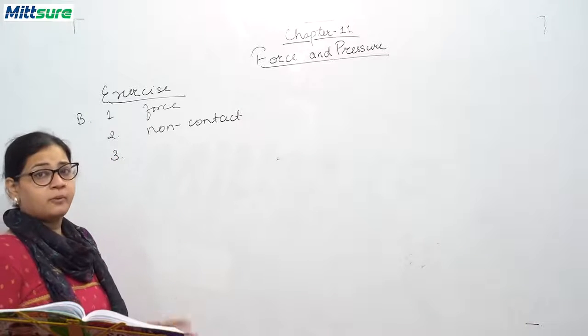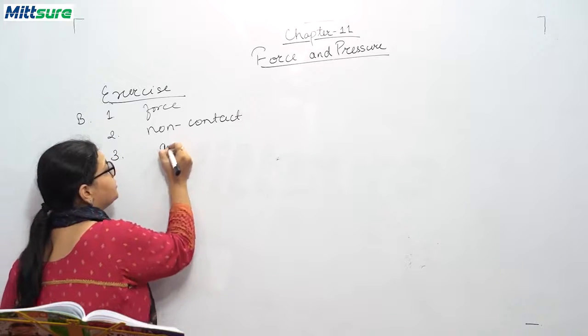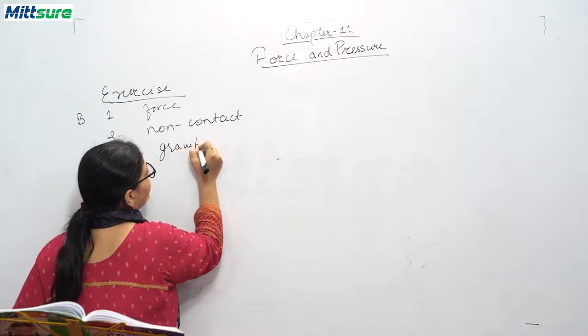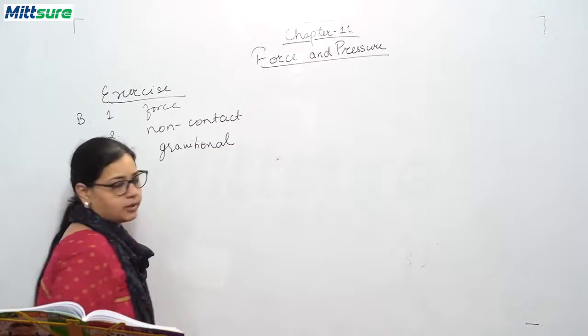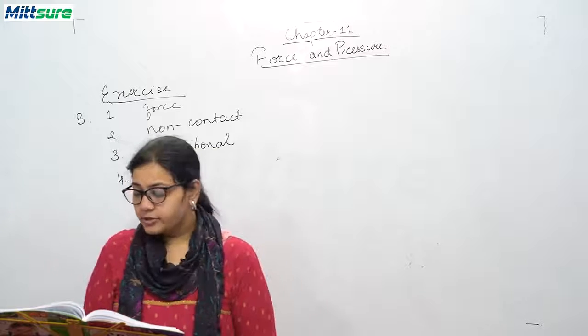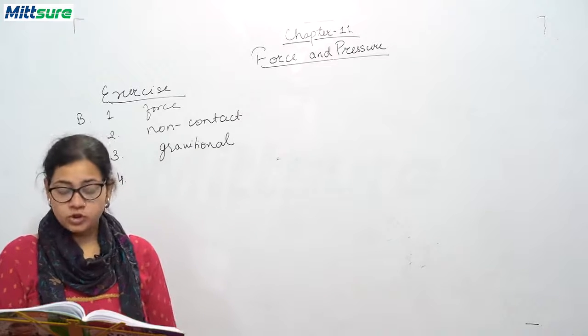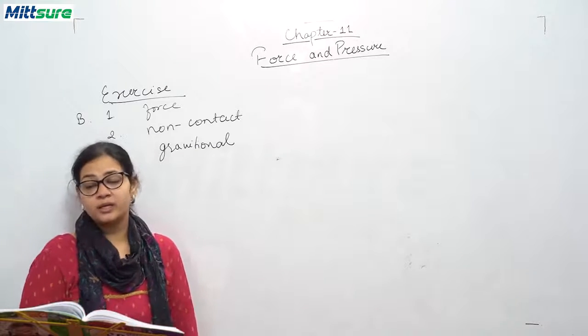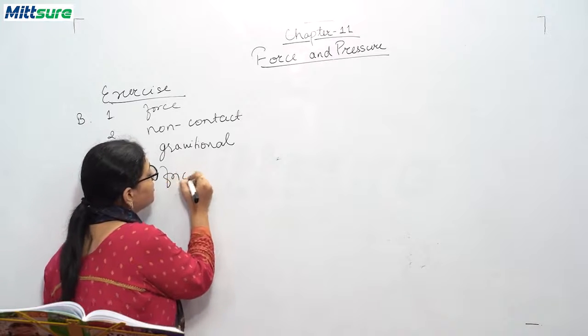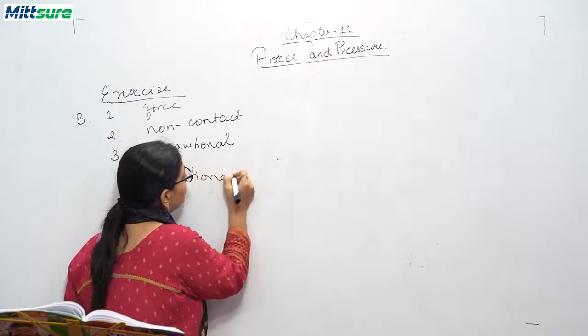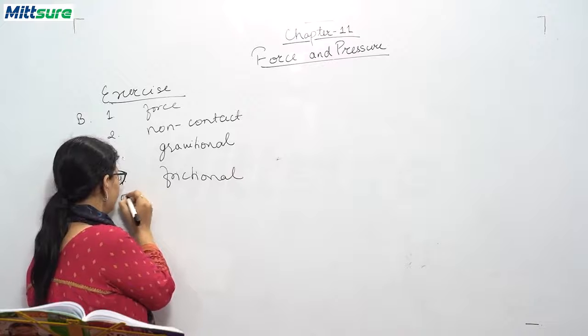There is mass in our body, weight because of gravitational force. Gravitational force. Fourth, the force which opposes the motion of one body over another is frictional force. Okay, this frictional force opposes the motion. Okay, so the answer is frictional force.